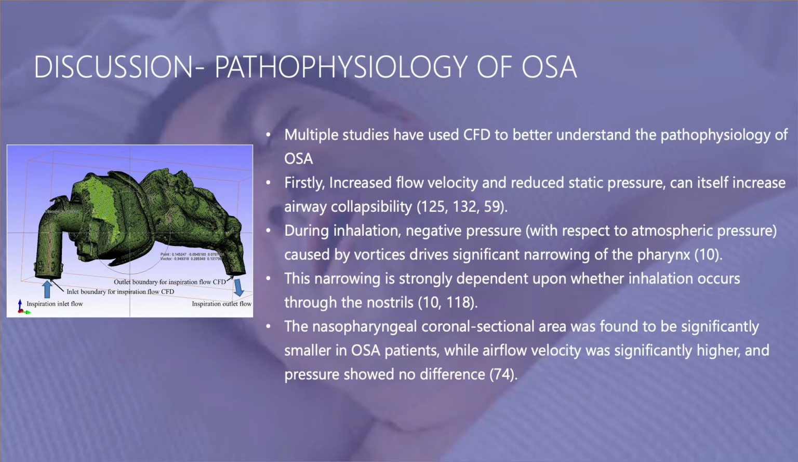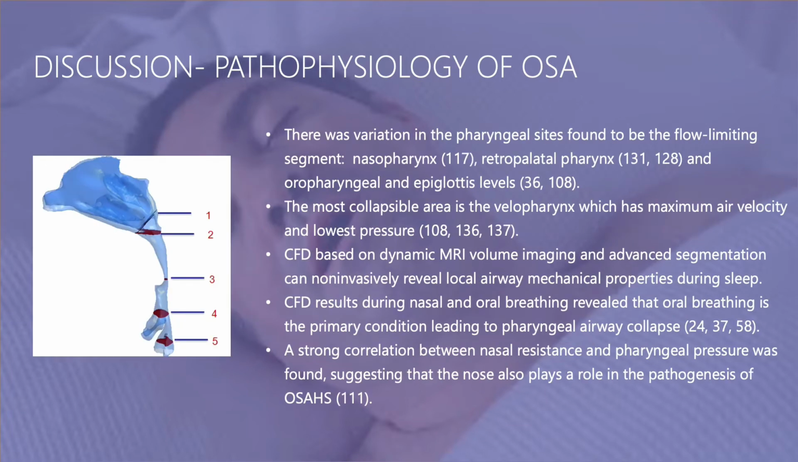The nasopharyngeal coronal sectional area was found to be significantly smaller in OSA patients, while airflow velocity was significantly higher and pressure showed no difference. There was a variation in the pharyngeal size found to be flow limiting between the nasopharynx, retropalatal pharynx, oropharynx, and epiglottis level. The most collapsible area is the velopharynx, which has maximum air velocity and lowest pressure. CFD based on dynamic MRI volume imaging and advanced segmentation can non-invasively reveal local airway mechanical properties during sleep.